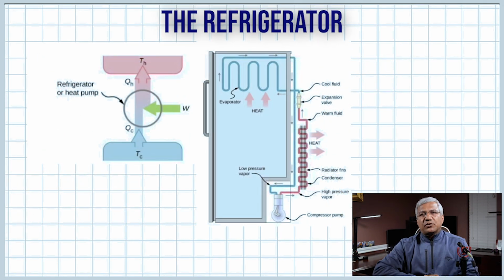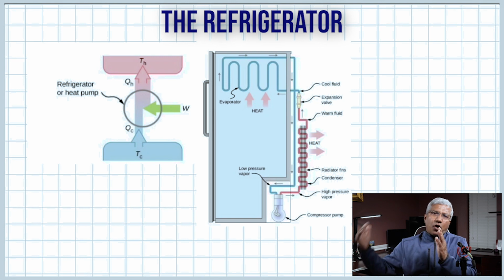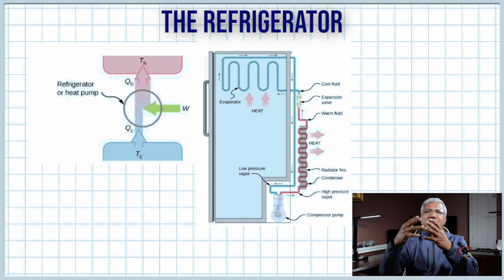So now let us look at the working of a refrigerator. First, the principle of a refrigerator. The refrigerator is actually Carnot's engine working in the reverse order. So now the working substance absorbs heat from the cold object, and when work is done on it, it rejects the heat to the hot object.